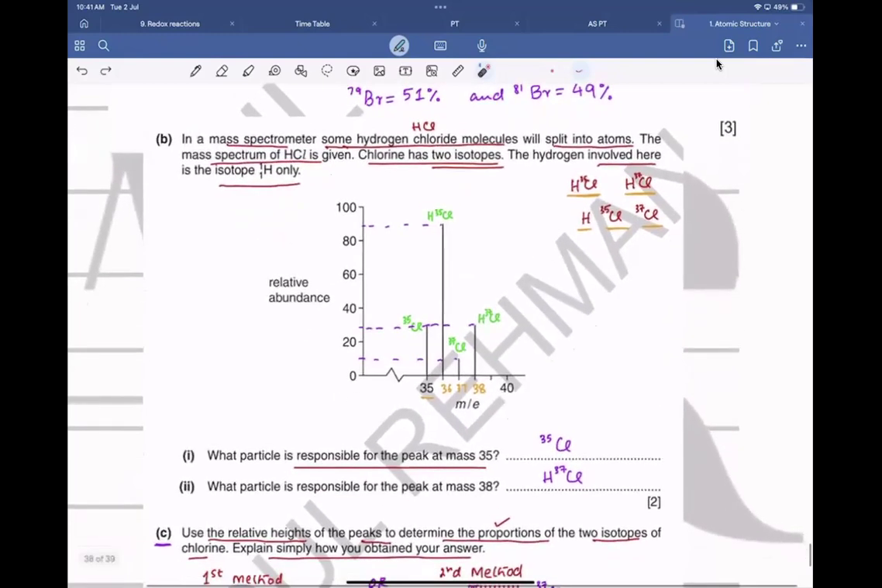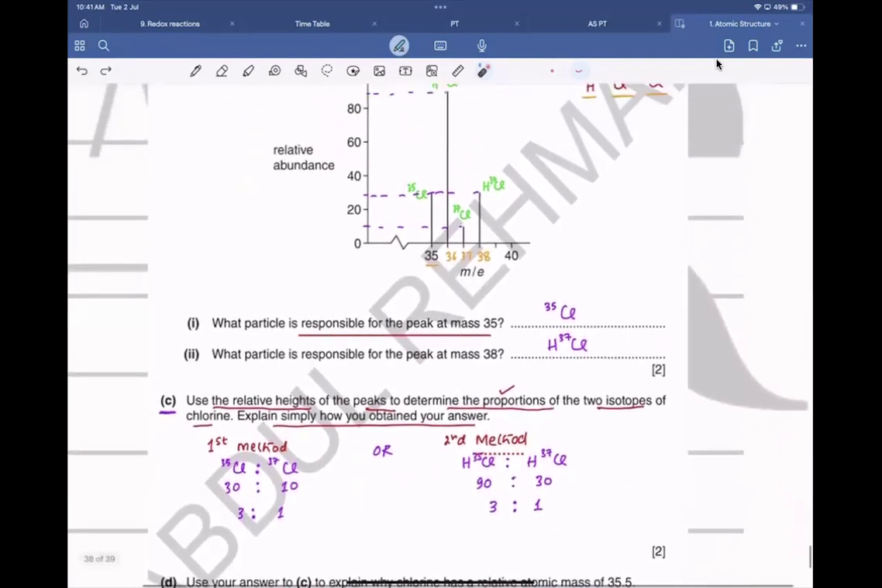Now, in the next part, they have asked you to show the proportion of the 2 isotopes, isn't it? Yes. So we can work by 2 ways. Either we compare both of these HCls, one is 90 and one is 30, right? Or we take both the chlorines, so one chlorine is 30 and the other chlorine is 10. The ratio of both will be 3 to 1, so you can opt for any method. Is this clear? Yes, sir.